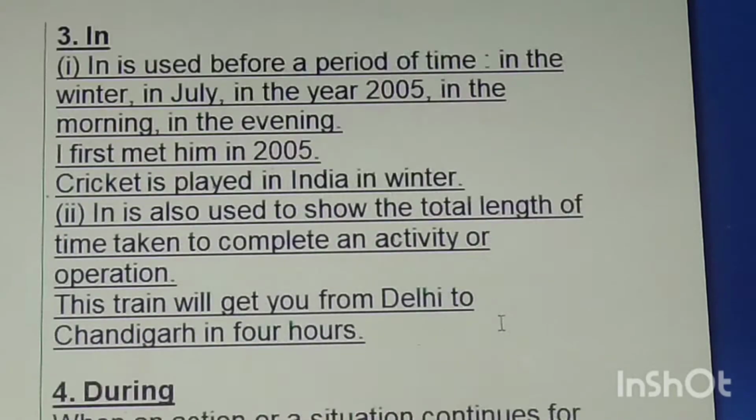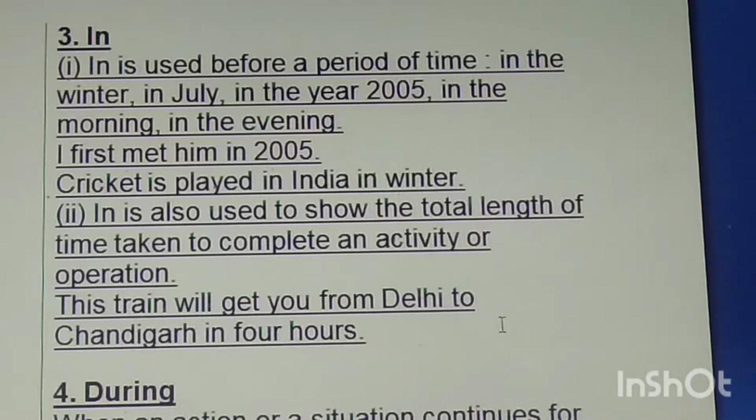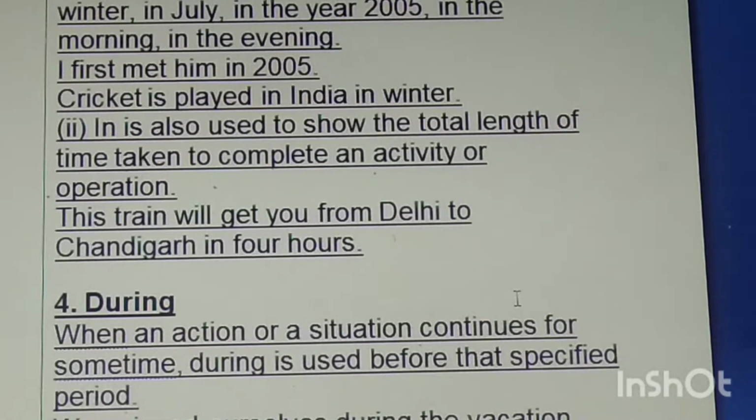Okay, next, in. In is used before a period of time: in the winter, in July, in the year so and so, in the morning, in the evening. I first met him in 2005. Cricket is played in India in winter. In is also used to show the total length of time taken to complete an activity or operation. This train will get you from Delhi to Chandigarh in 4 hours.